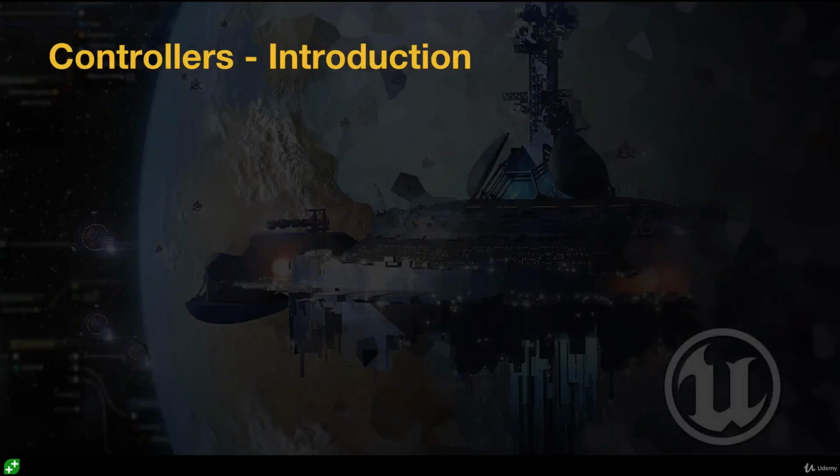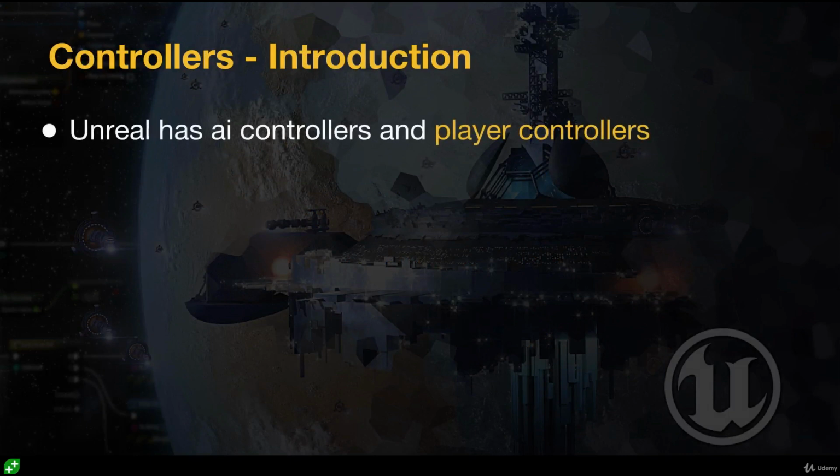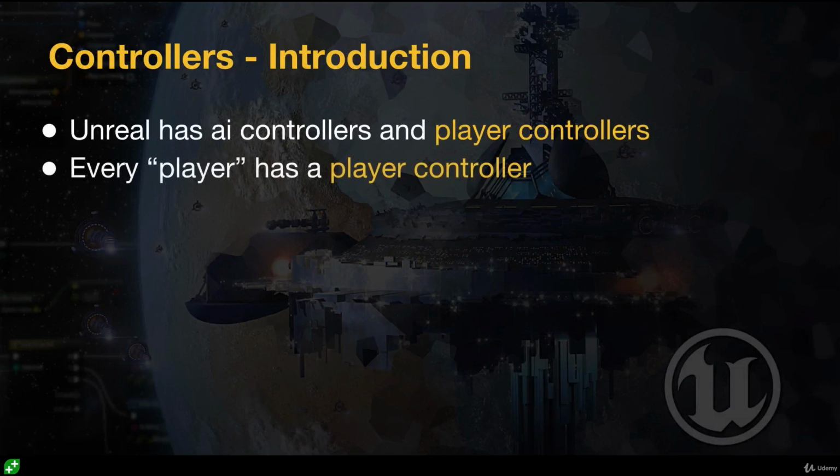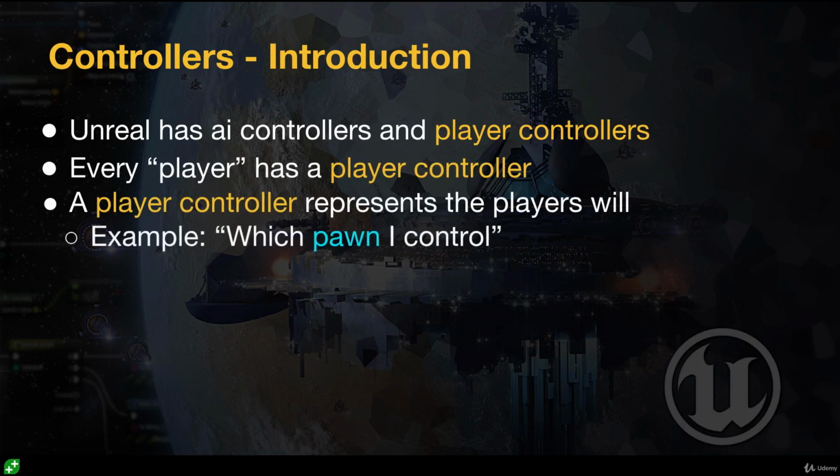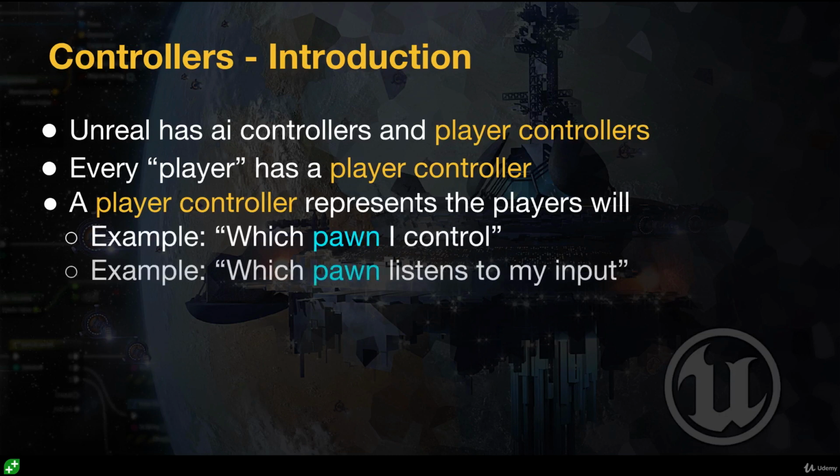Okay, so let's try to make sense of all of this. Unreal has AI controllers and player controllers. Every player has a player controller. As we've seen in the documentation, a player controller represents the player's will. As an example, if I am a player, my player controller tells Unreal which pawn I control. It tells Unreal which pawn listens to my input.